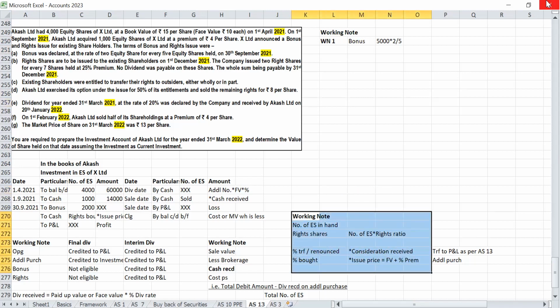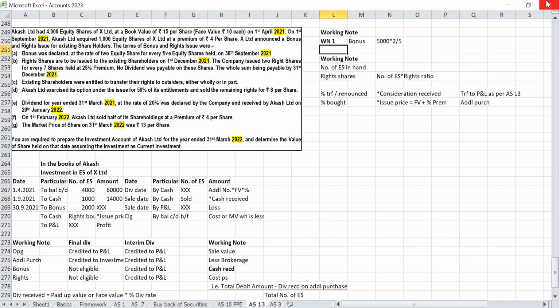So, working note number 2. Correct? Yes, sir. Working note number 2: rights shares are 2,000, sir. Number of shares in hand 7,000. Rights ratio is 7 shares, for every 7 shares there are 2 rights. How much transferred? 2,000 transferred.